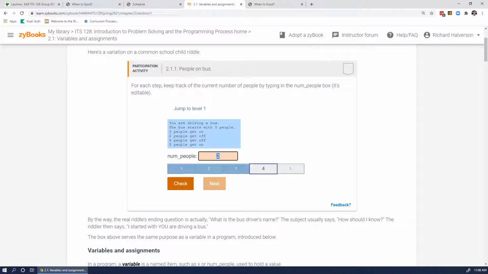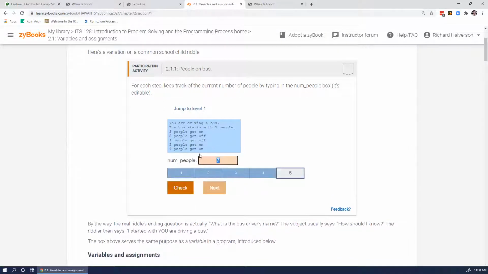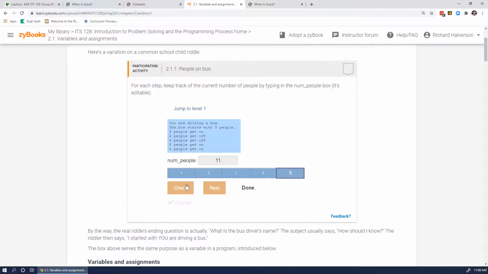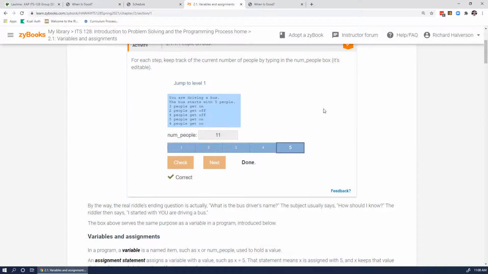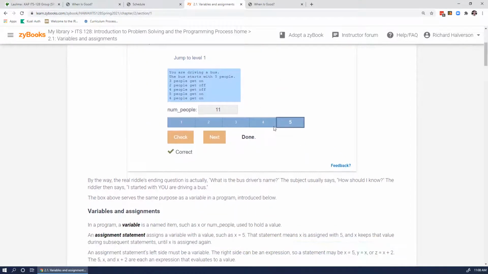And now 5 people get on, and so that brings it up to 7. It looks like 7. And then I guess 4 people get on, so that brings it up to 11. Okay, there's the checkbox there, and that means that I got the points for this participation activity. You see, I didn't really have to do anything except for just click through, and I get as many chances as I get and all that.